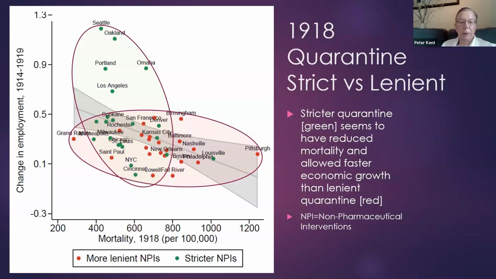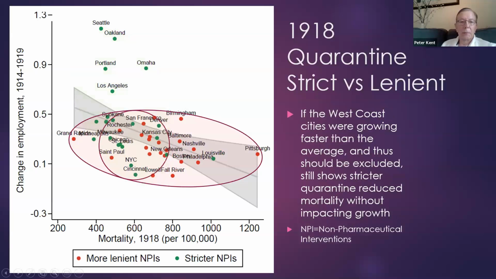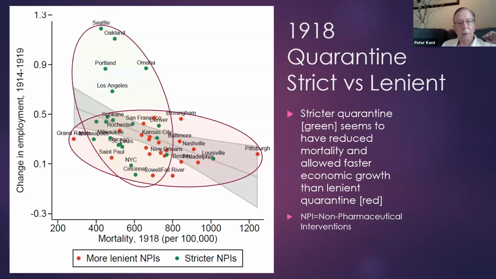They're using NPIs for non-pharmaceutical interventions. I think it's easier to explain if you just use the word quarantine. If I have drawn those ellipses correctly, it is clear that the green ellipse basically circles the more strict quarantines, which had lower mortality, a lower death rate, and a more rapid economic recovery.